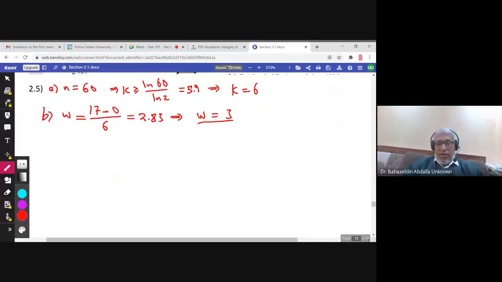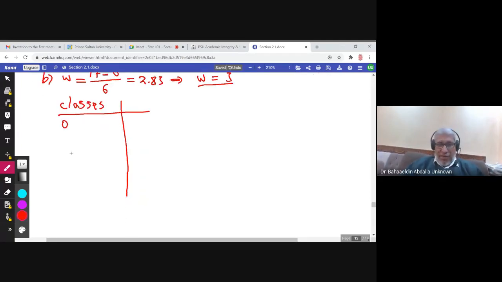Once you have the class width, you can start forming the classes or the class boundaries. You can start from any number you like. The smallest is 0, so I will start from 0. And the width is 3, so you can add 3 vertically: 0, 3, 6, 9, 12, 15. So 6 classes.